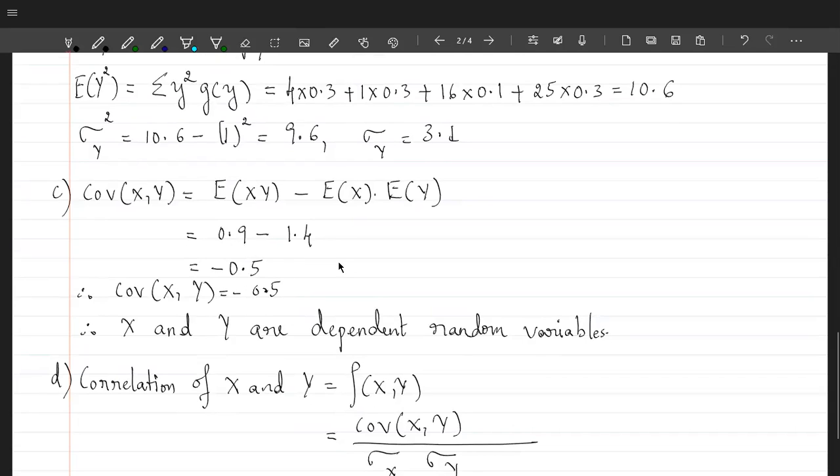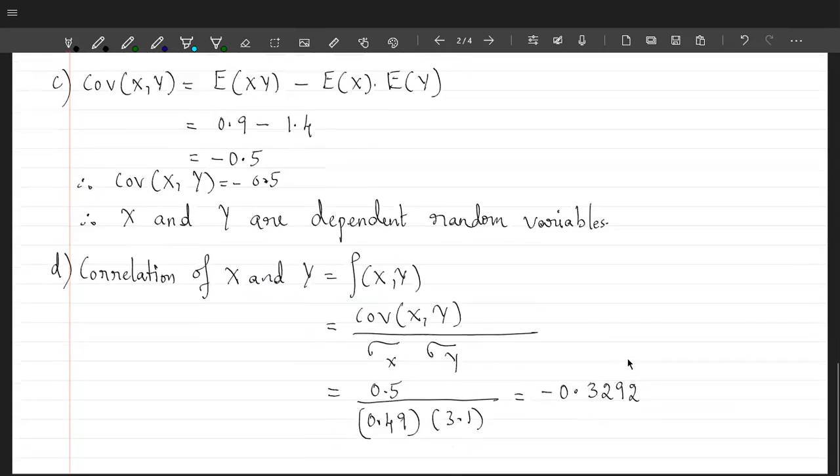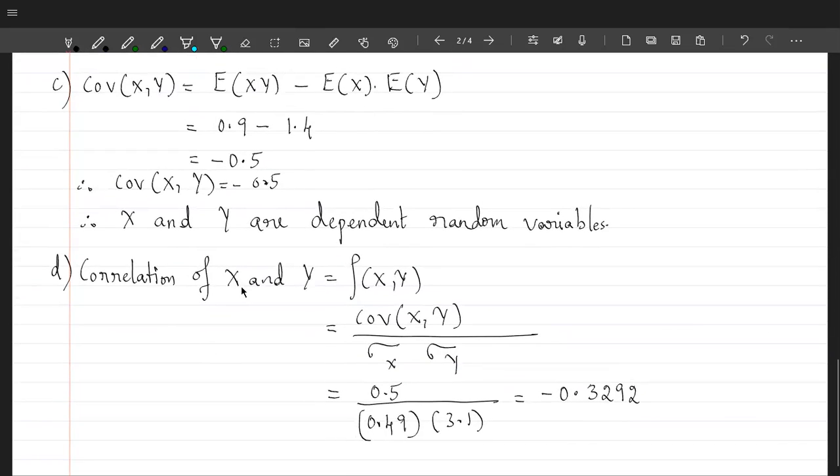Earlier in the note we have already seen that if covariance is non-zero, that means x and y are dependent random variables. Next thing which we calculate is correlation of x and y, that's equal to rho of x comma y, and to calculate the value of correlation we use this formula, that is covariance of x comma y divided by sigma x into sigma y. Substitute the values here, you get the value of correlation as minus 0.3292.